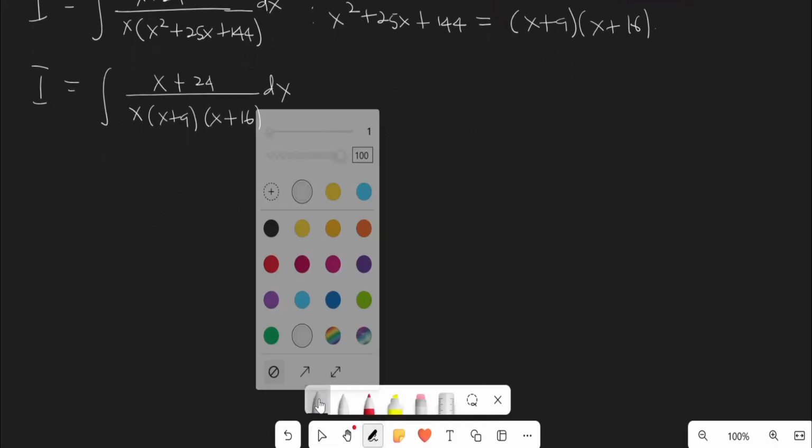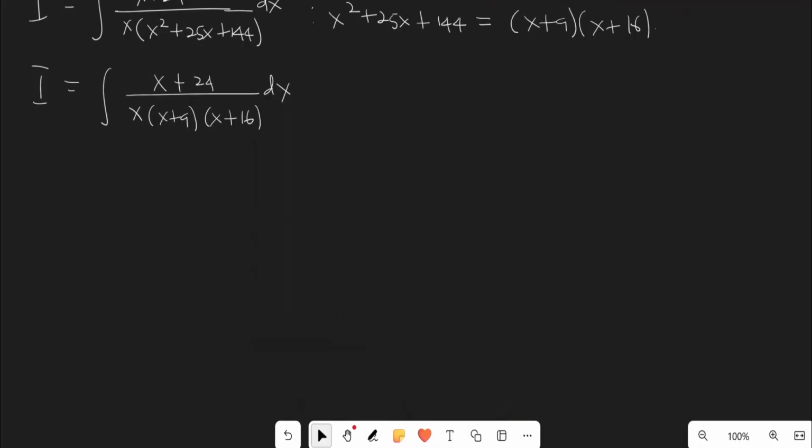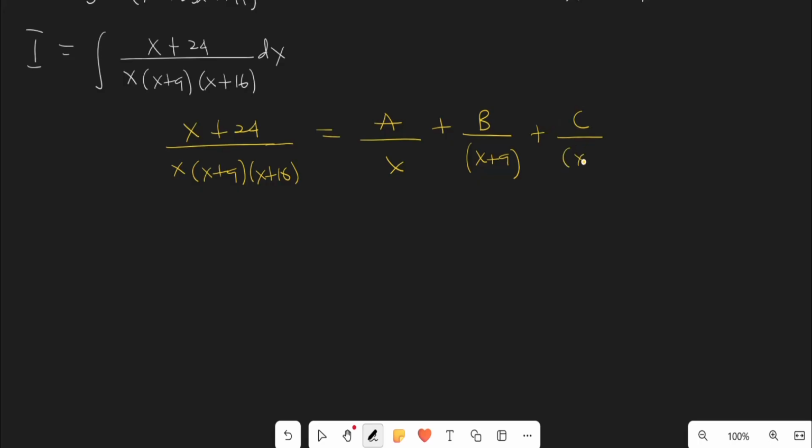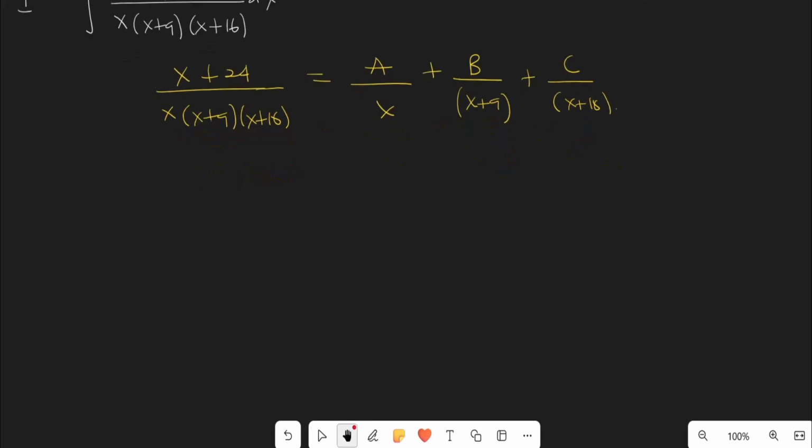So let me switch colors, then we work with this. This is a partial fraction now, so I'm going to forget the integral for now and deal with the partial fractions, and then I'll come back later on and deal with the integral, right? So let's use partial fractions to really see how we can split this one down. So this is A over x plus B over the second factor, which is x plus 9, plus C over the third factor, which is x plus 16, right?